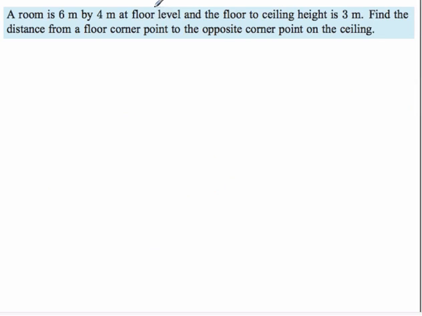Okay, so next, the room is 6 meters by 4 meters at floor level, and the floor to ceiling height is 3 meters. Find the distance from a floor corner point to the opposite corner point on the ceiling. So first thing we need to do here is draw a picture. I could draw a picture of the floor of a room. Let's try to draw this. It's a rectangle, kind of looks like a parallelogram as I'm going in 3D here.